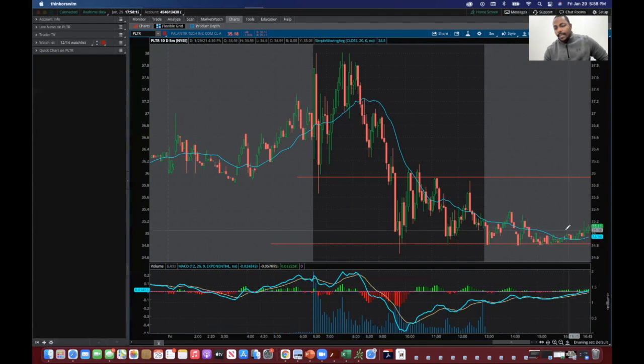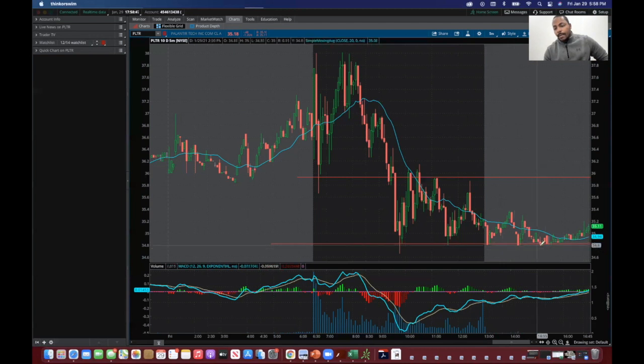So VWAP basically just gives us the sentiment of the stock, whether the stock is going to be up or down. When the stock is above VWAP, it gives me a bullish sentiment. When it's below VWAP, I have a bearish sentiment. When it's trading above VWAP, the volume weighted average price, it shows me that the stock is on a bullish trend. But when it's below VWAP, the stock could possibly be on a bearish trend.